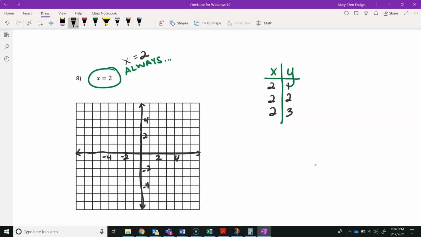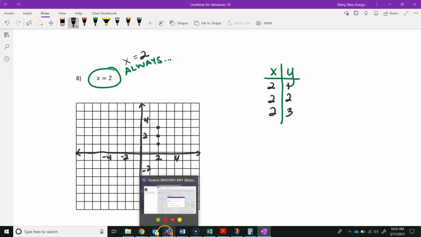I go to graph this, I have 2, 1, 2, 2, 1, sorry, 2, 2, hold on. I am not thinking about what I'm doing here, am I? Okay, let's try this again. Over 2, up 1. I was right first. Over 2, up 2. Over 2, up 3. You can see what we're getting here, right?